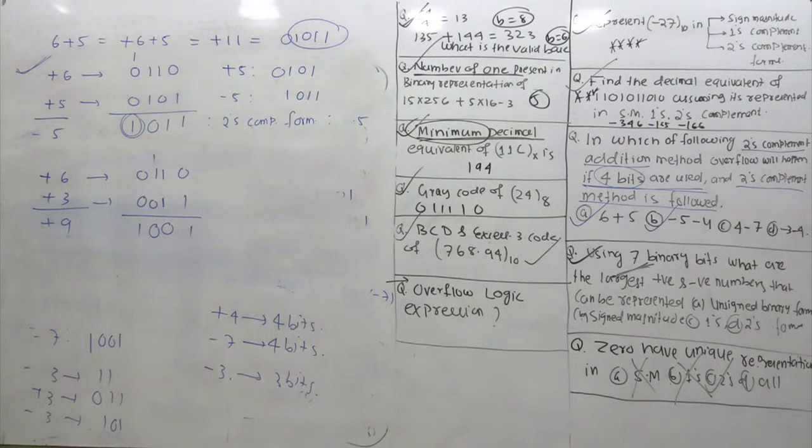Obviously it's happening because to indicate plus 9, we need 5 bits, right? 5 bits. Why? For 9 it is 1001 and one more sign bit. You need 5 bits, but we are using 4 bits.